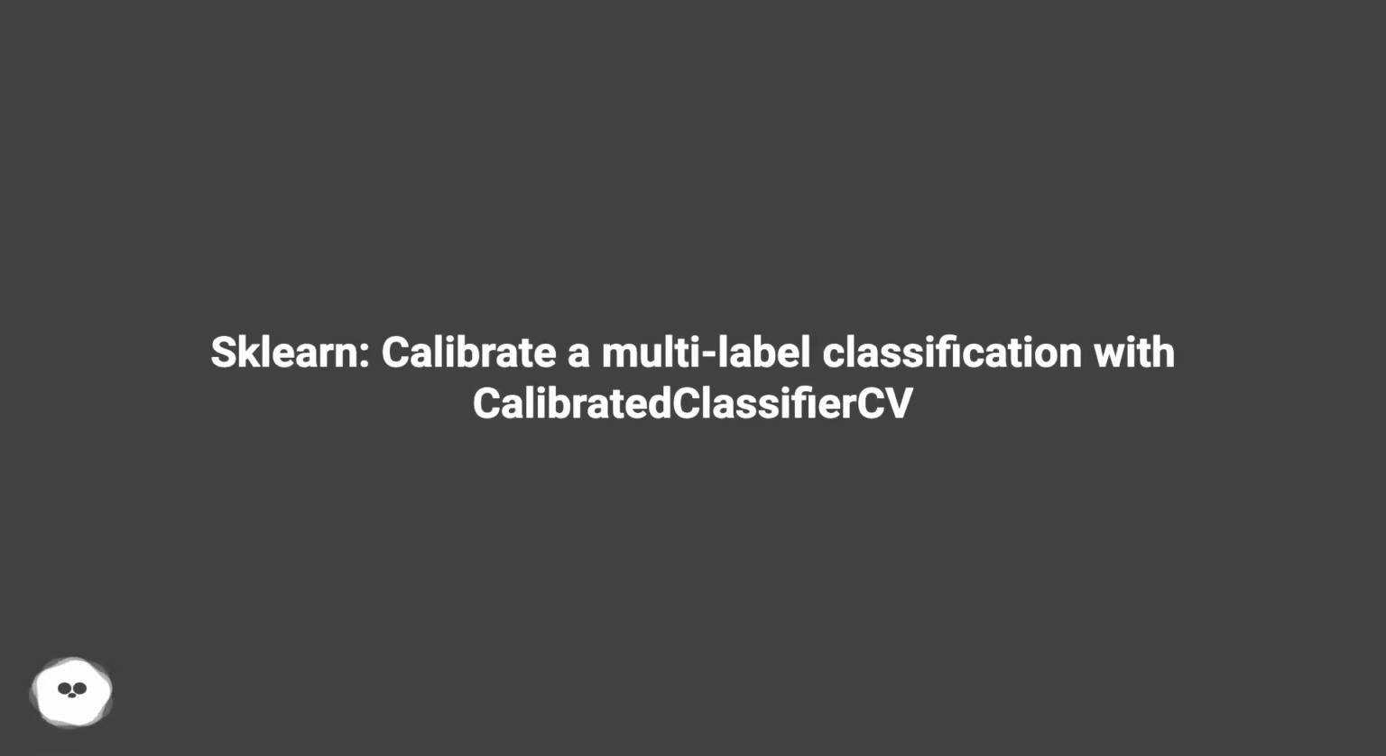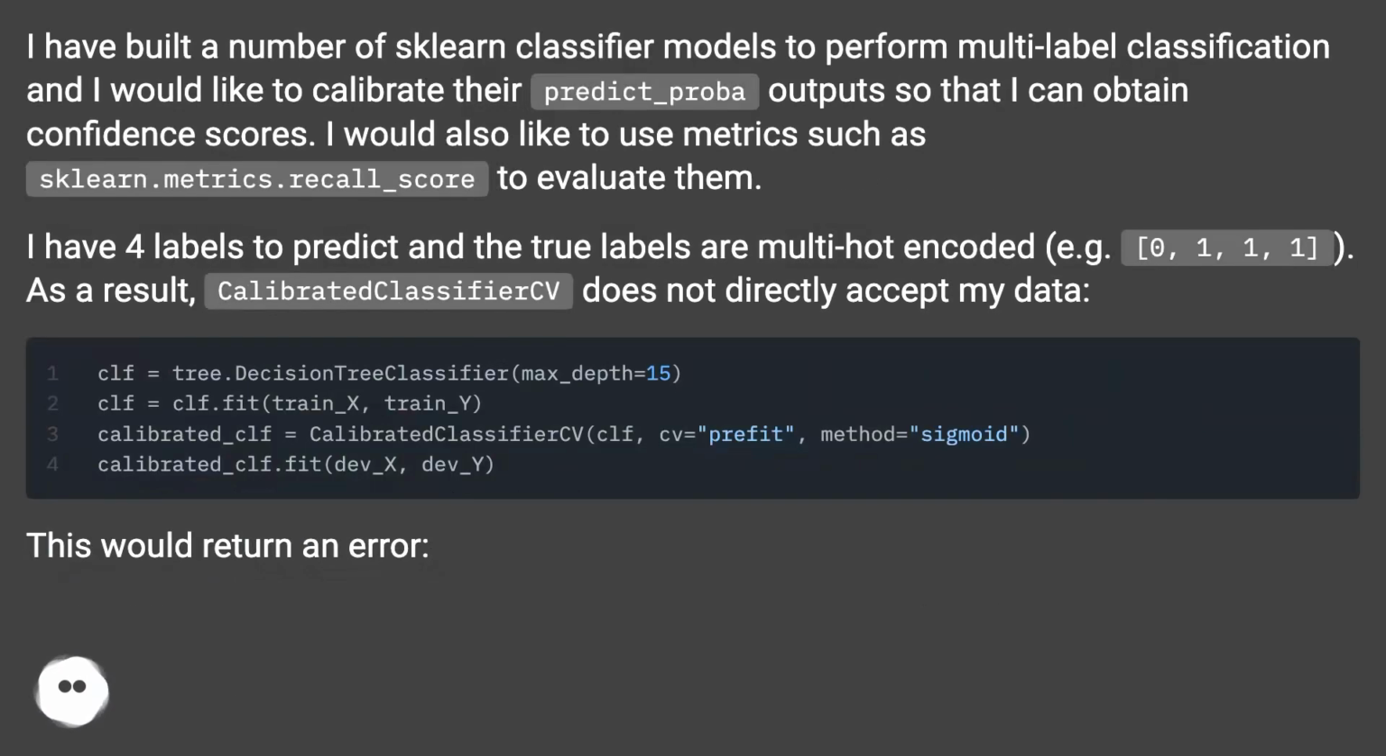Sklearn, calibrate a multi-label classification with CalibratedClassifierCV. I have built a number of Sklearn classifier models to perform multi-label classification, and I would like to calibrate their predict_proba output so that I can obtain confidence scores. I would also like to use metrics such as sklearn.metrics.recall_score to evaluate them. I have 4 labels to predict, and the true labels are multi-hot encoded, for example, 0, 1, 1, 1.